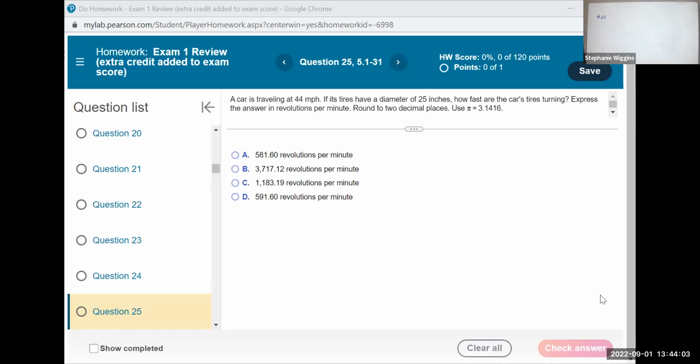So we have a car traveling at 44 miles per hour and its tires have a diameter of 25 inches. How fast are the car's tires turning? Express the answer in revolutions per minute and round to 2 decimal places.